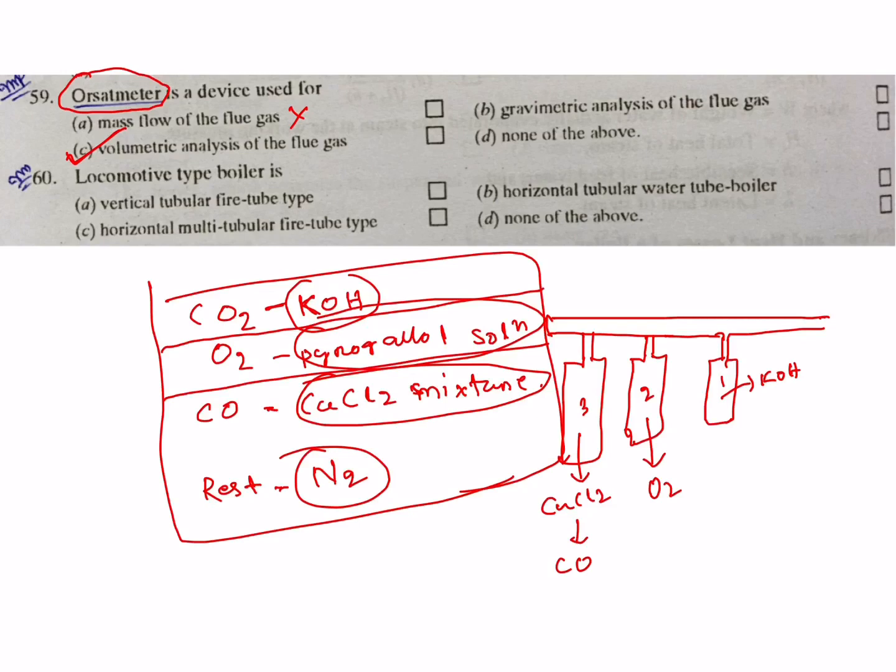Then next question, locomotive type of boiler, already told. Locomotive type boiler is a horizontal fire tube boiler. So from the options, vertical, no; horizontal tubular water tube, no; horizontal multi-tubular fire tube boiler, yes. C is your correct answer.